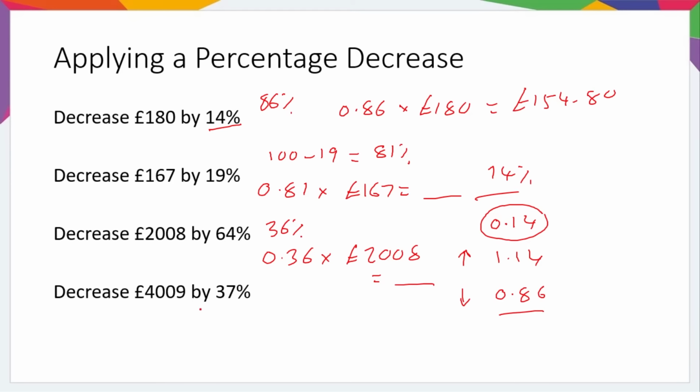And if we are decreasing something by 37%, assuming that this is a buying scenario, which it may not be, but if something's reduced by 37%, you're paying 63%. So our question is now, what's 63% of 4009? 0.63 multiplied by 4009, which equals whatever, who cares?